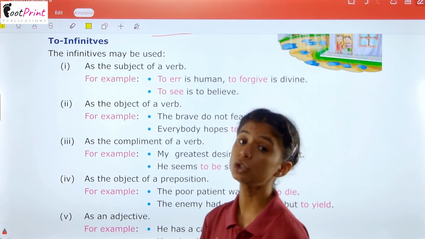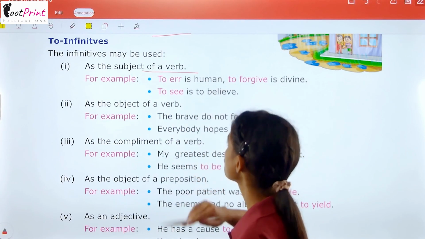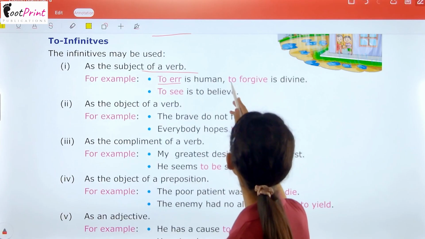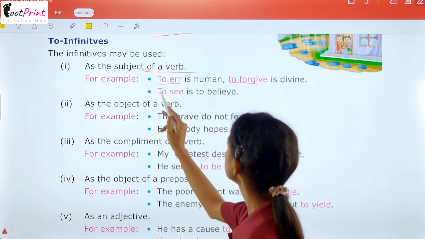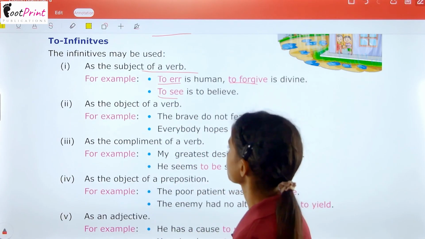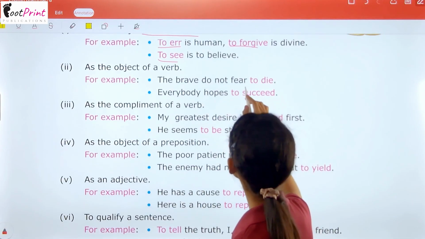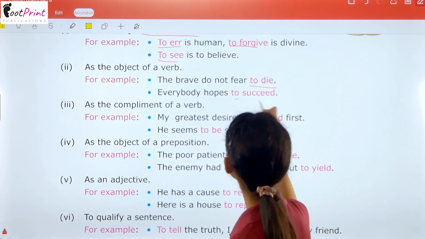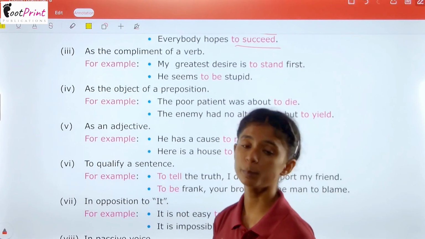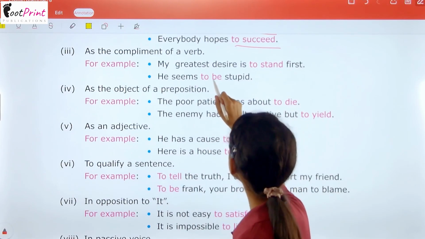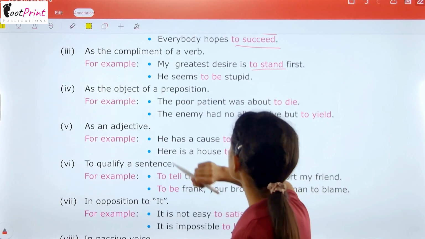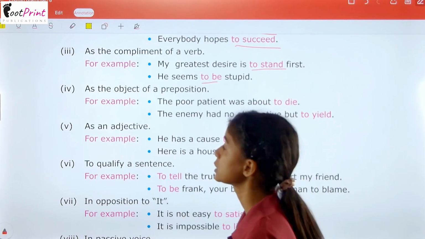The infinitive may be used as the subject of a verb. To err is human, to forgive is divine. To see is to believe. Or as the object of a verb. How? The brave do not fear to die. Everybody hopes to succeed. Or as the complement of a verb. My greatest desire is to stand first. He seems to be stupid.